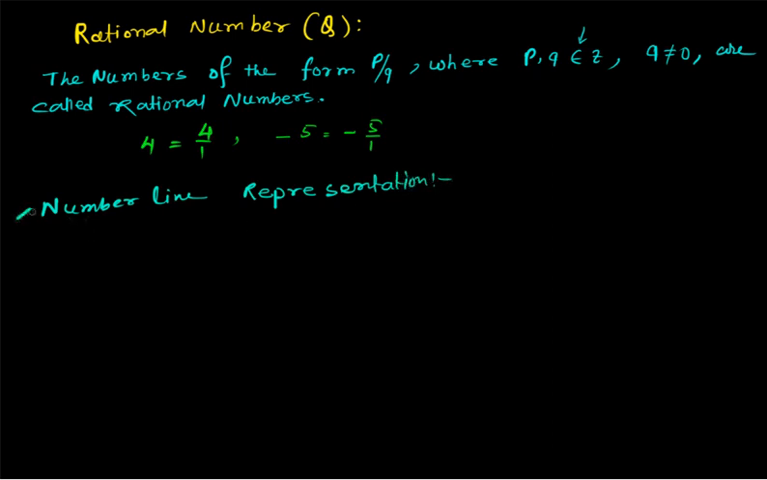So this is the number line representation of rational numbers. Let's see how we can represent a rational number on a number line. Say I have to represent 3 by 4 on a number line. I can see it's a proper fraction. It is less than 1. So if I represent it on a real number line, the number should lie between 0 and 1.